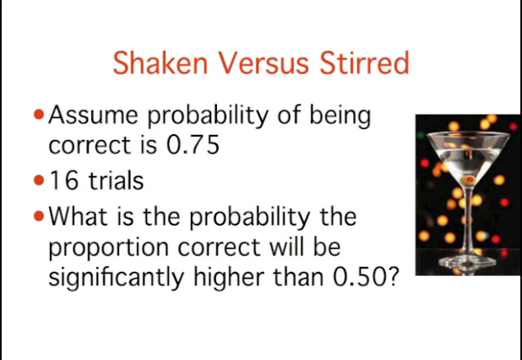Now suppose researcher Q does not know that Mr. Bond can tell the difference and decides to conduct an experiment to investigate. In this experiment, Mr. Bond judges 16 martinis regarding whether they were stirred or shaken. Researcher Q then does a significance test to see if Bond's performance was significantly better than the chance level of 0.50.